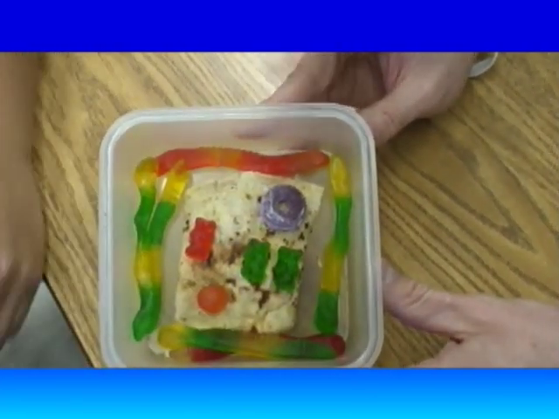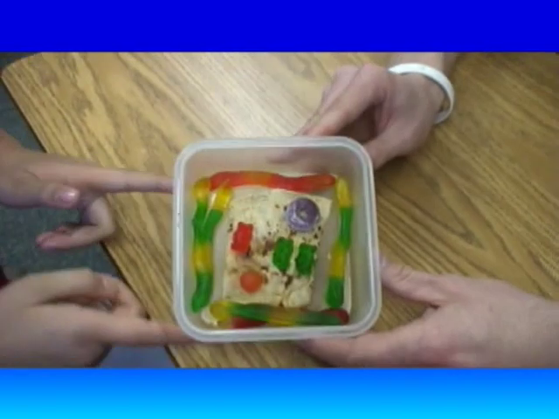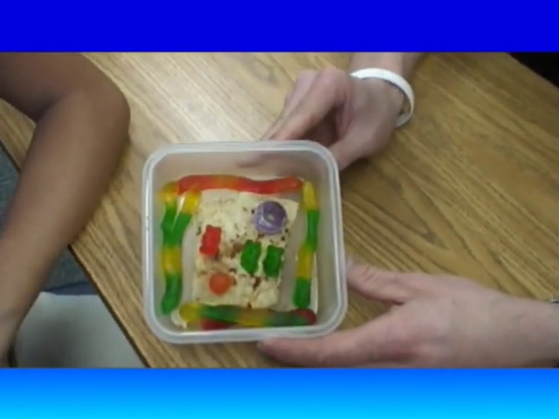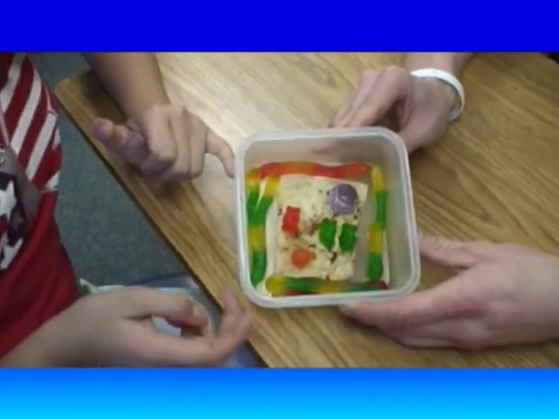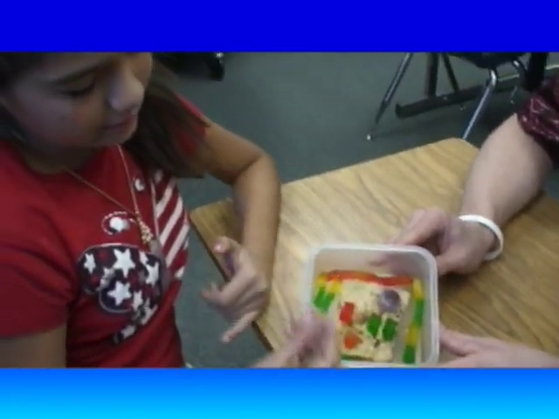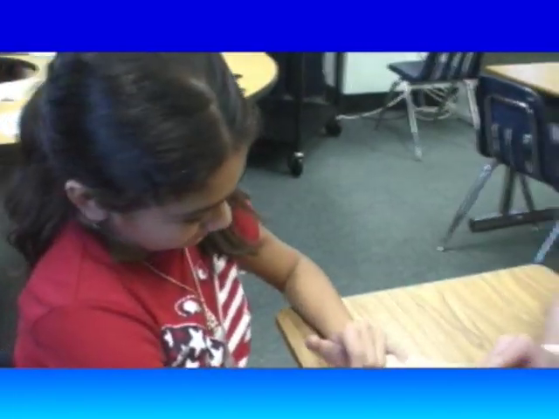Cytoplasm, right? Yeah. And what's this outer shell here called? A cell wall. A cell wall, and what does the cell wall do? It surrounds the plant cell, and it protects the plant cell.